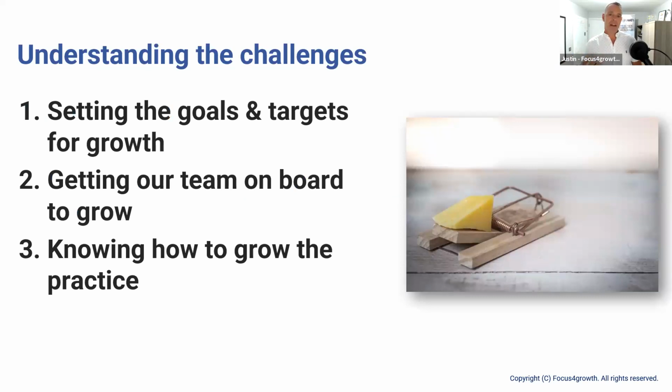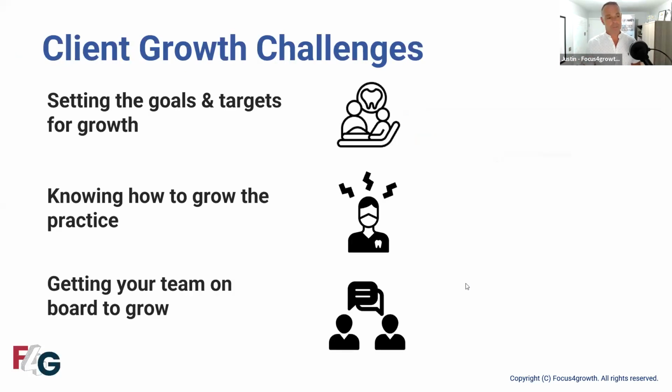So three key areas: setting goals and targets for growth, getting the team on board to grow the practice, and then knowing what to do about growing the practice. We'll address them in that order, because if we can address them in that order, they'll almost flow and solve each other. One will solve the other problem. So we're really going to think about the challenges, then we'll look at how we address them.